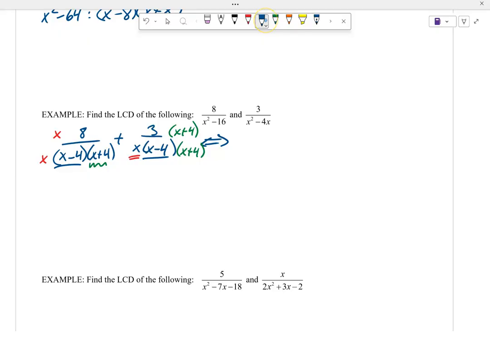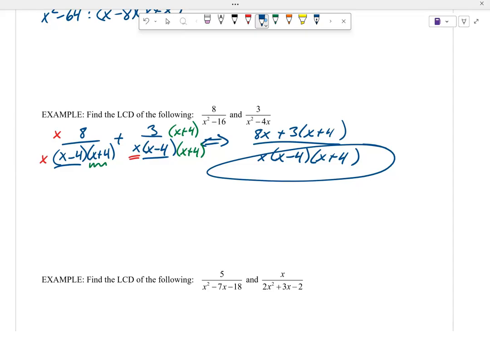And so that's how I would do this. 8x plus 3 times x plus 4 all over this common denominator. Now, it's really only asking for the least common denominator, so we're not going to finish it. But that's how I'm thinking about these. All right, that's how I'm finding the least common denominator. I'm getting the least common multiple.